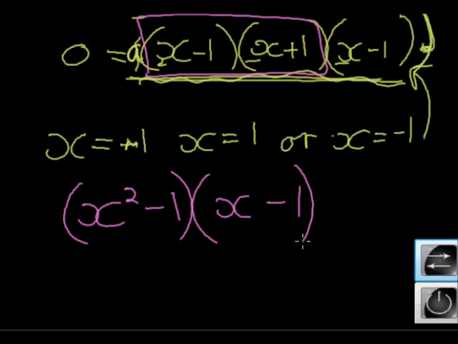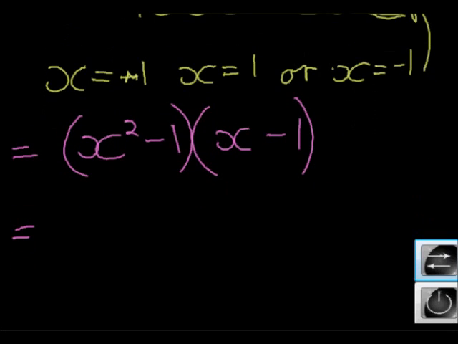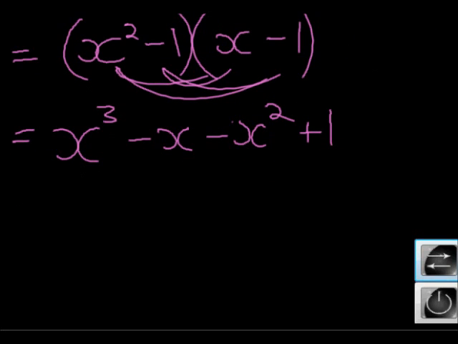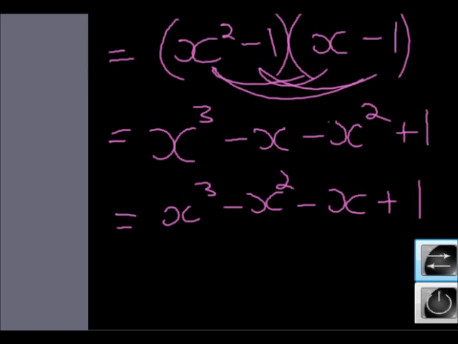So from here, if I multiply these two out, I still have to multiply this third one. So here I'll take the long method. There's no difference of two squares here, please. So x times x squared is x cubed. Minus 1 times x is negative x. Minus 1 times x squared is negative x squared. Negative 1 and negative 1 is plus 1. So then I would have x cubed minus x squared minus x plus 1. And that would have been f(x).